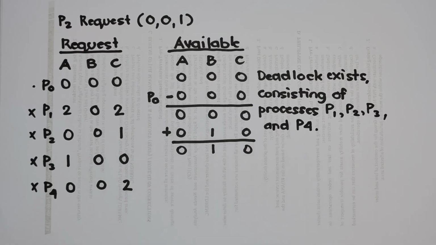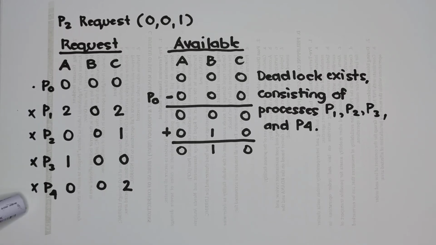So for this example, if P sub 2 requests additional resource C, which is 1 instance, because of that request, there exists a deadlock, consisting of processes P sub 1, 2, 3, and 4. Those are the processes that have not finished their execution. Actually, they didn't even start. Only P sub 0 has finished its execution. So those processes that have not even started their execution are in a deadlock situation.